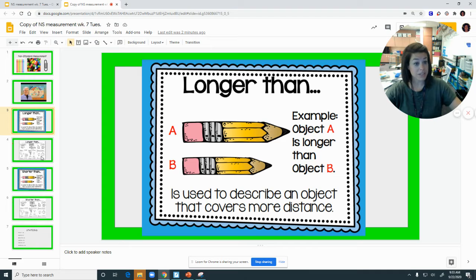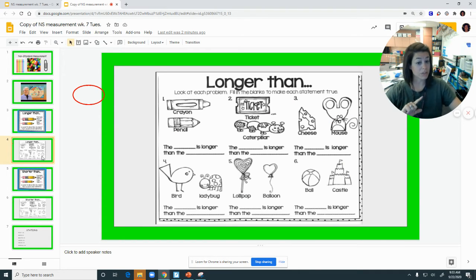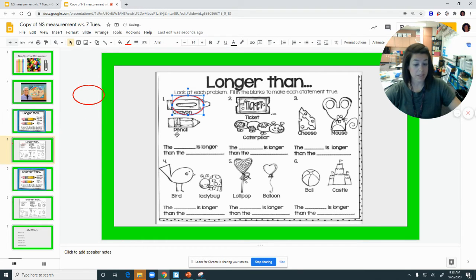We are going to look at some examples of that. We're going to look at each problem and we're going to fill in the blank to make each statement true. So we have a crayon and a pencil. Who is longer? Right, the crayon. So if I fill in my blank, it would say the crayon is longer than the pencil. Let's look at our ticket and our caterpillar. Well, who's longer? The caterpillar. So we would say the caterpillar is longer than the ticket.